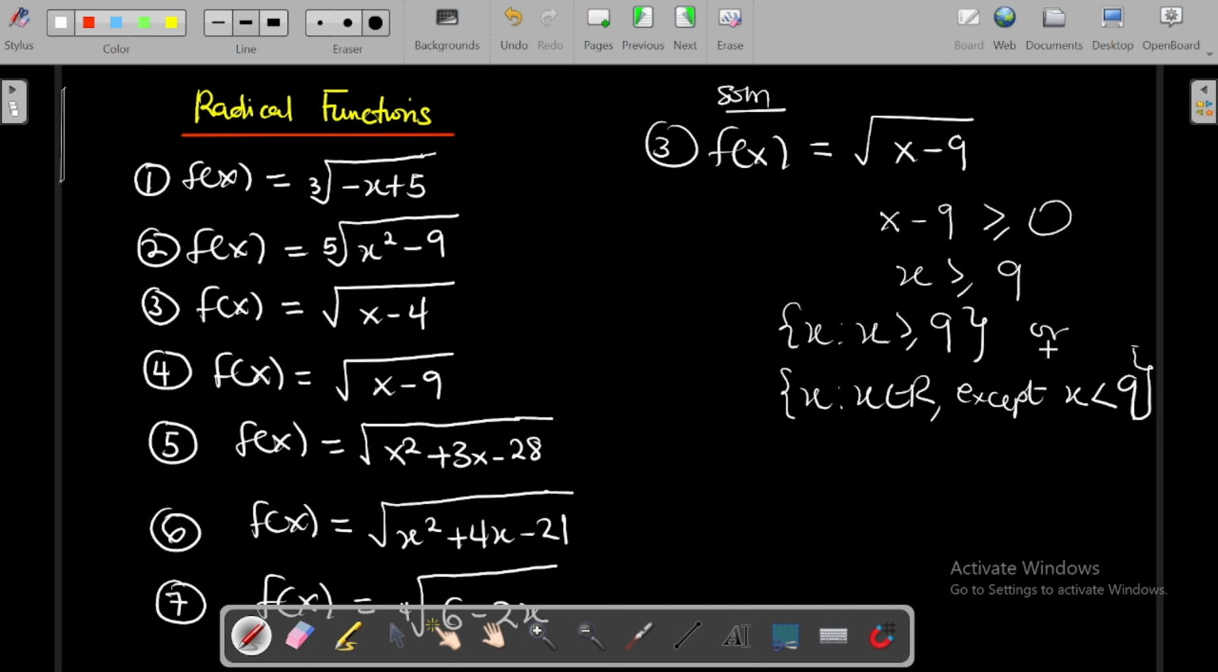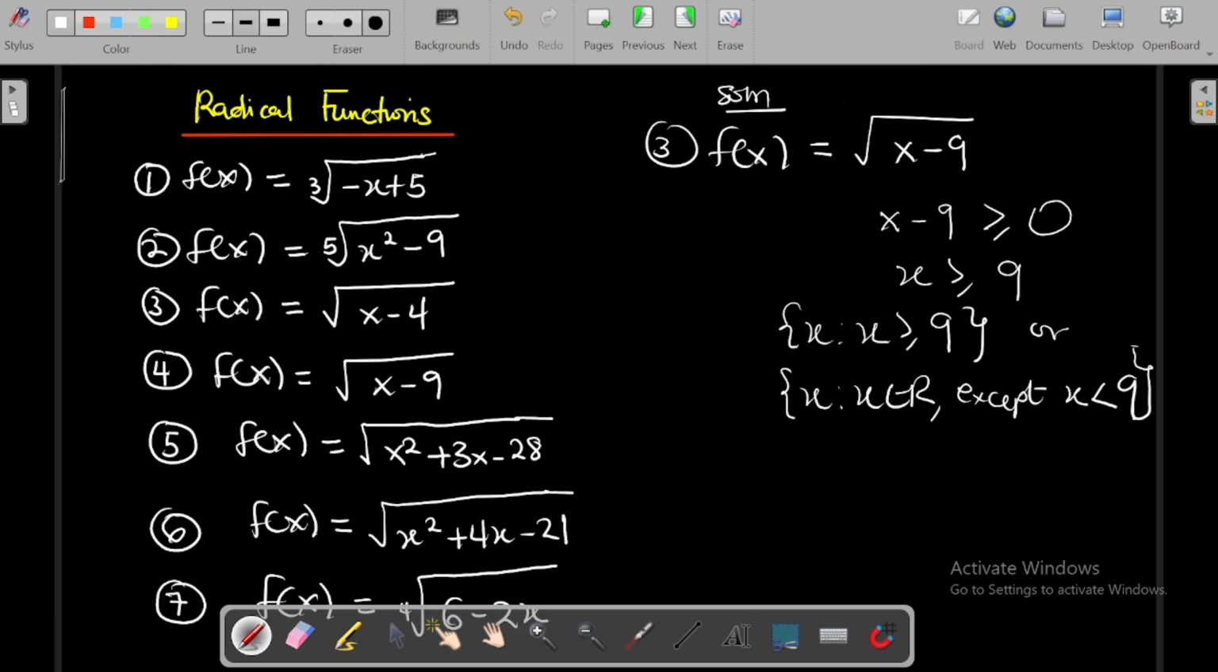But some books will just say x is such that x is a member of real numbers except. Once the except comes, it means that you need to write the values which are not included in the domain. And the values that are not included in the domain are the values less than 9. Any value which is equal to 9 or greater than 9 is inside the domain.